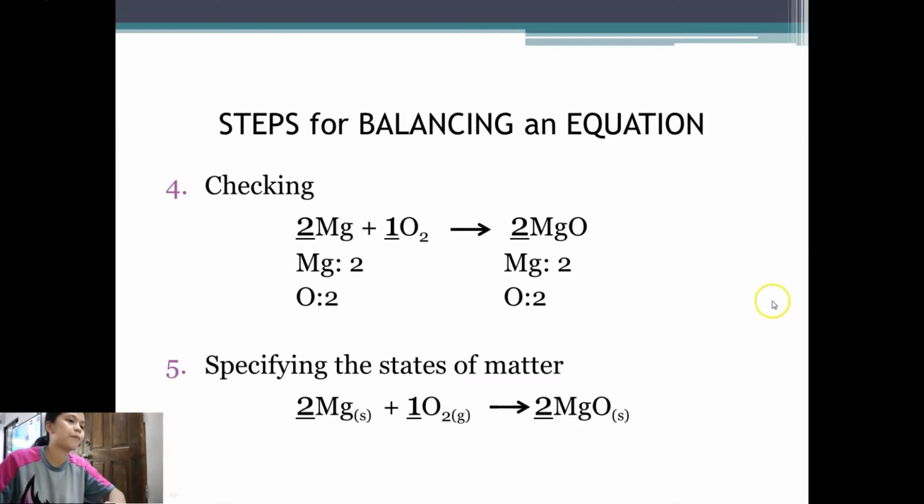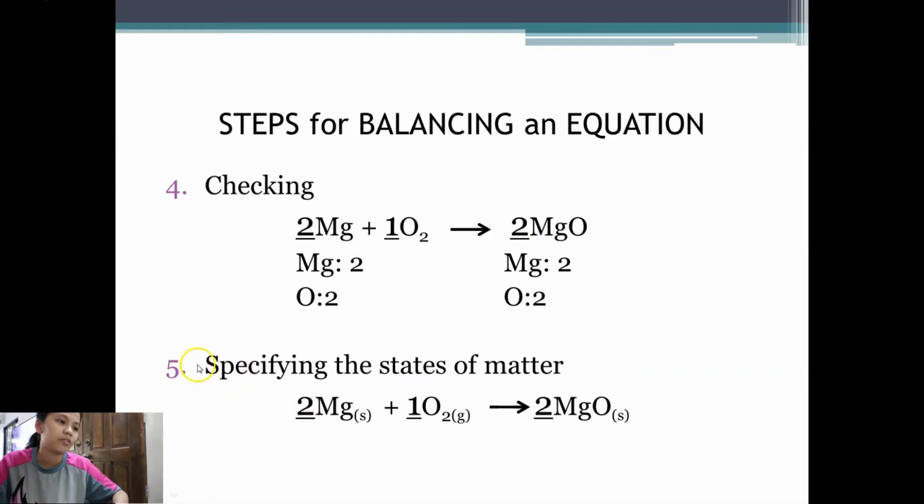Fourth step, checking. So on our reactants, we have 2 Mg atoms, and then oxygen atoms times 2. That would be 2 oxygen. On the product, we have magnesium times 2. That will give us 2 magnesium atoms. Oxygen times 2 will give us 2 oxygen atoms. As we can see, the numbers are equal. So, meaning we balanced the equation.